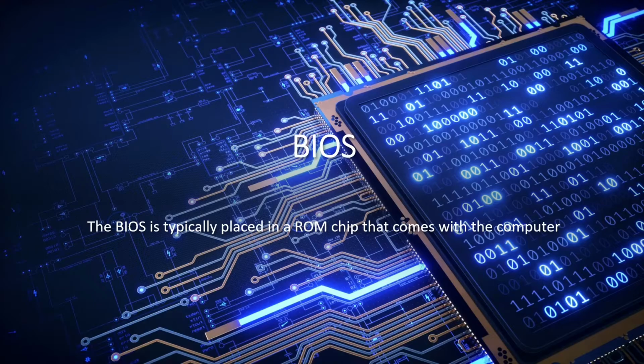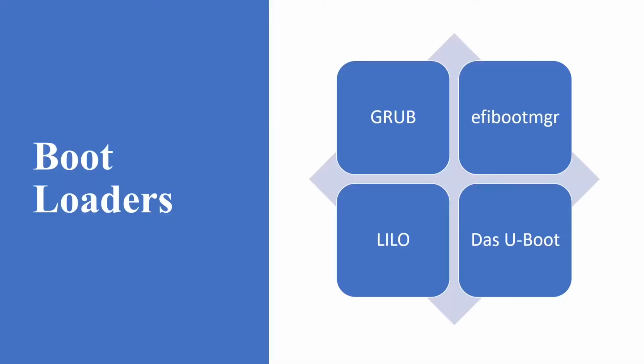The BIOS is typically placed in a ROM chip that comes with the computer. It is often called a ROM BIOS. This ensures that the BIOS will always be available and will not be damaged by disk failures. This also makes it possible for a computer to boot itself. During the boot process, the BIOS loads the bootloader.